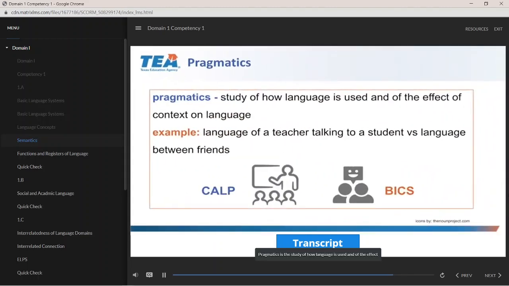Pragmatics is the study of how language is used and of the effect of context on language. Examples of pragmatics include the language of a teacher talking to a student, or the language used between friends.